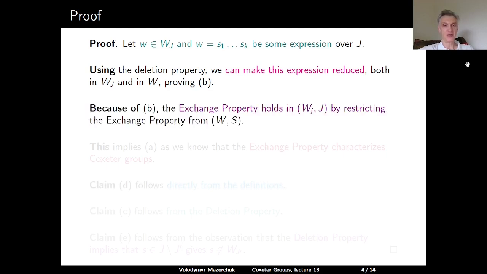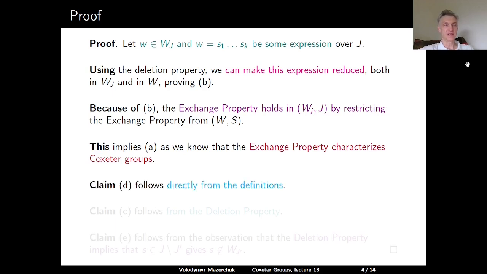But because we have B, it means that the exchange property holds in our parabolic subgroup by restricting the exchange property from the whole Coxeter group. But of course this implies A, because we know that the exchange property characterizes Coxeter groups, so we have already proved A and B. The claim D about the subgroup generated by 2 parabolic subgroups follows directly from the definitions, and the claim C about the intersection follows from the deletion property.